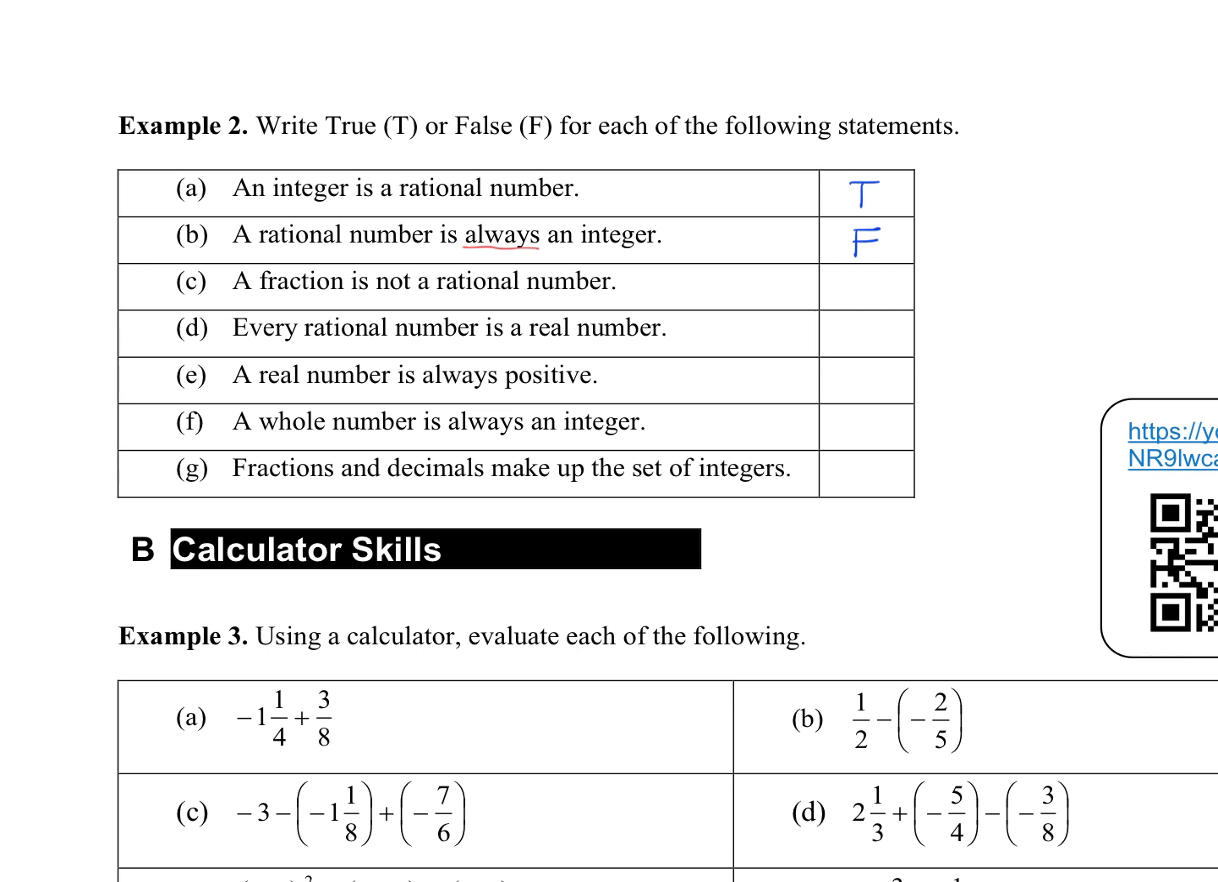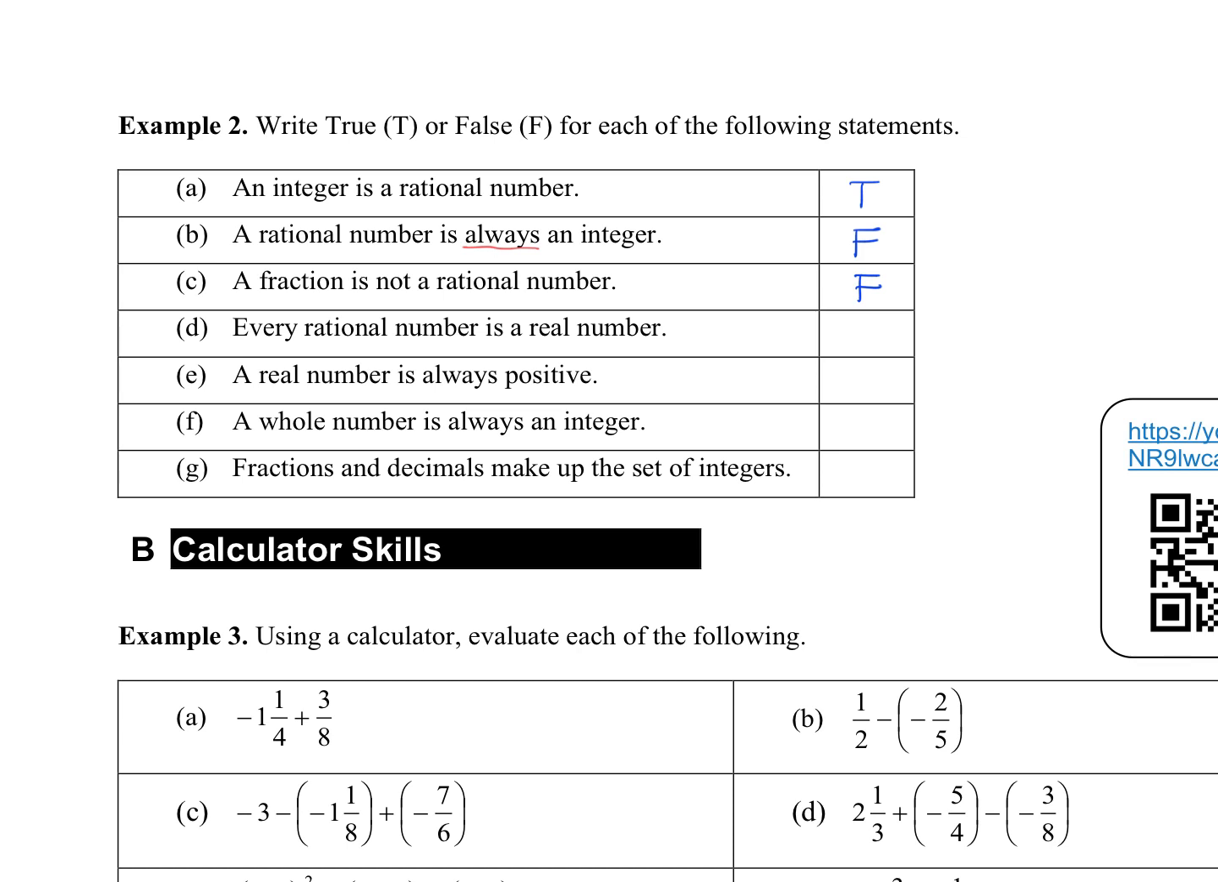Okay, next one. A fraction is not a rational number. Oh, that's definitely not true, right? Because a rational number is a number that can be written as a fraction. So definitely this statement is false. A rational number can be written as a fraction, so definitely a fraction is a rational number, right?